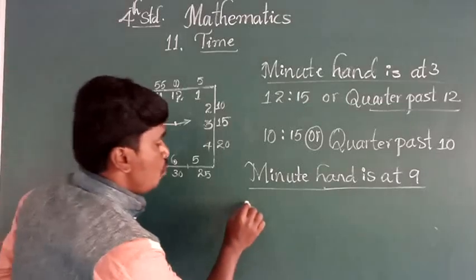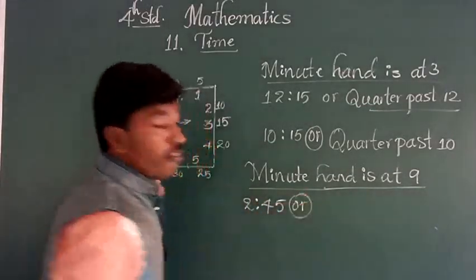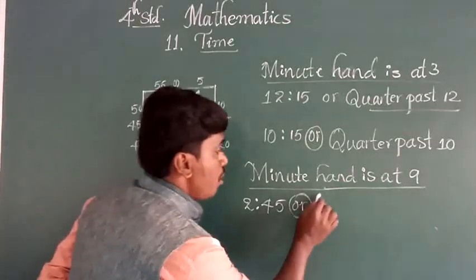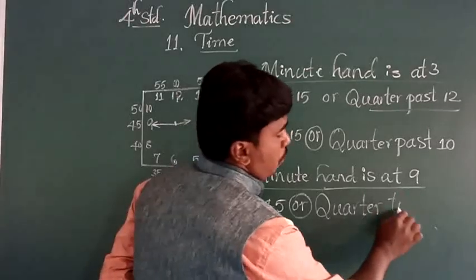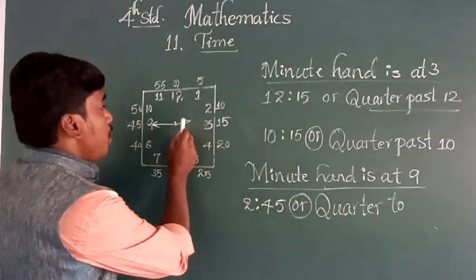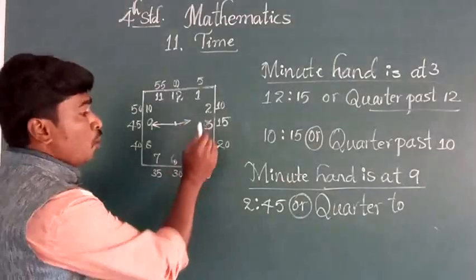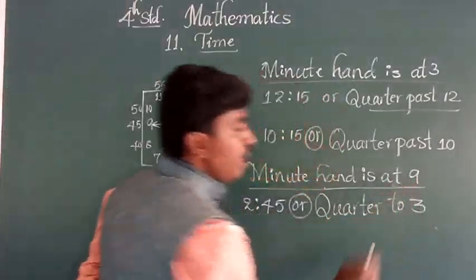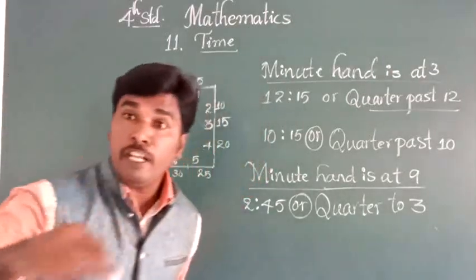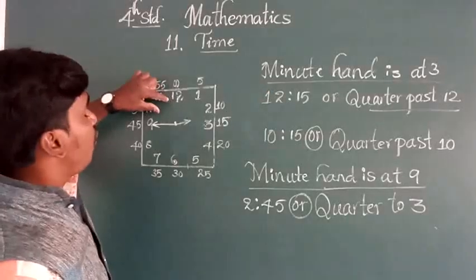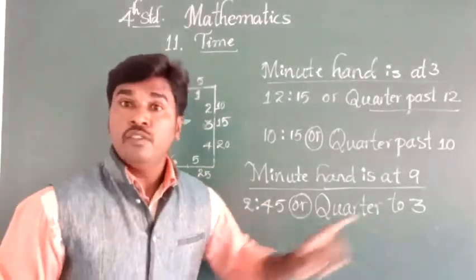What is the time? 2:45, or in other words, you can say quarter to. Quarter means 15 minutes remaining to complete 3 o'clock. Quarter to 3. So I hope you understood. Quarter to 3 means 15 minutes are there, the balance 15 minutes to complete 3 o'clock. So that is quarter to 3.